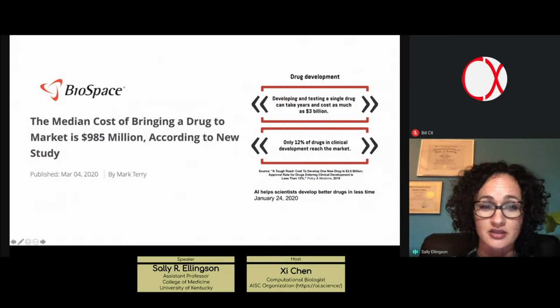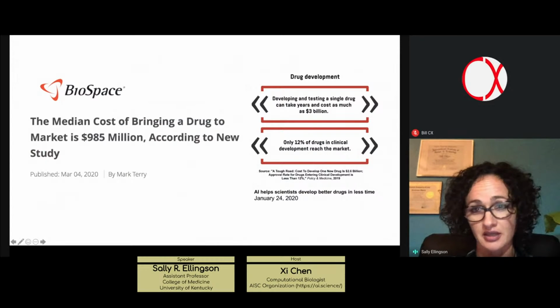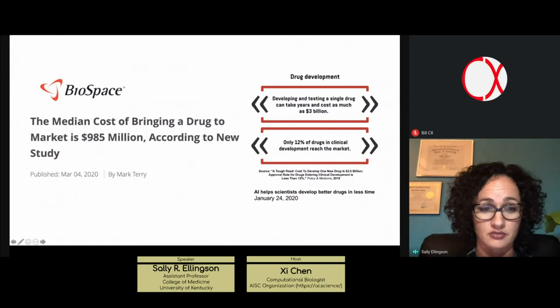Some recent studies looking at the median cost of bringing a drug to market showed it to be about $985 million. Another recent study showed that it can go up to about $3 billion, and only about 12% of the drugs in clinical development reach the market. And because of this high failure rate, it additionally adds to the cost of the overall R&D for drug development.